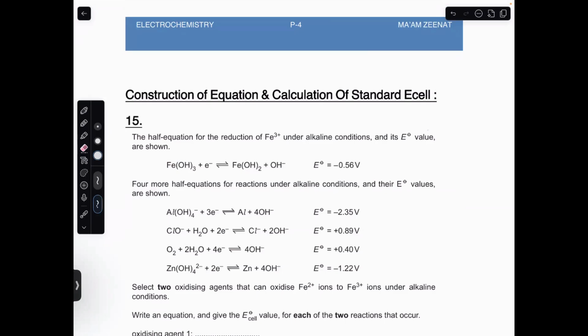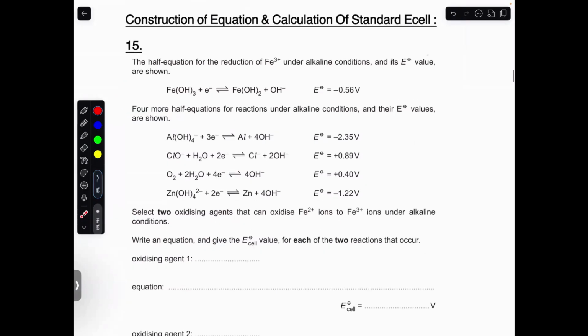Assalamualaikum students. Students, we are doing the construction of equation and the calculation of standard E cell, the standard cell potential. For the construction of equation, I will use these topical questions so that you can understand how to construct an equation. Before this, we did how to make a cell, the construction of a cell. But now we are doing the construction of equation. So we are starting with this question.